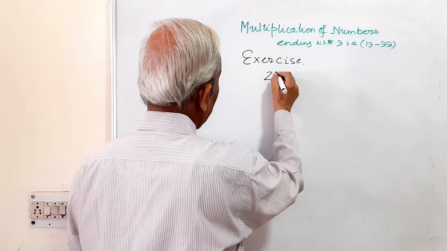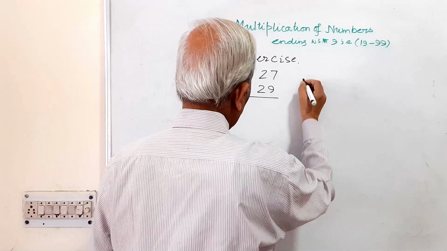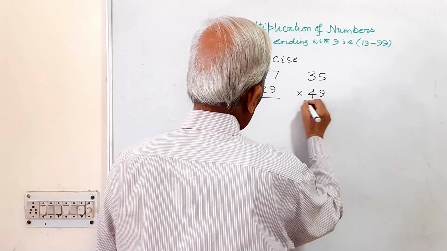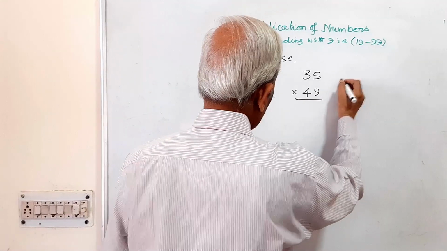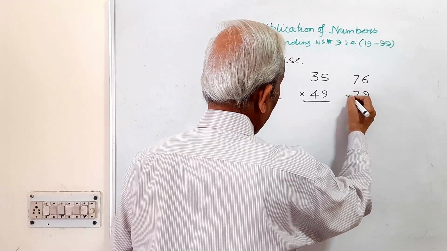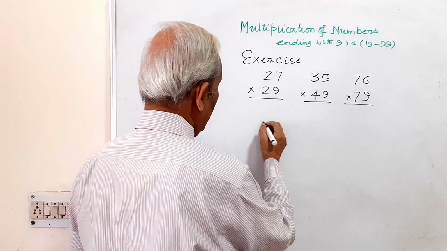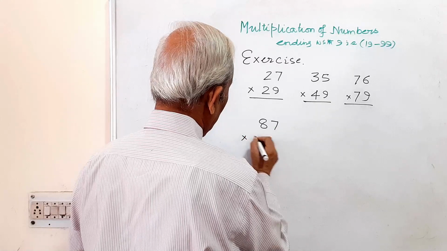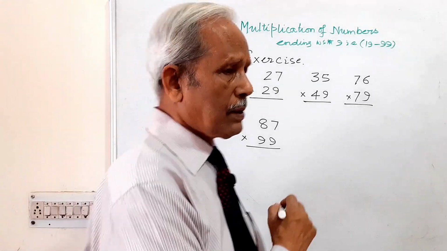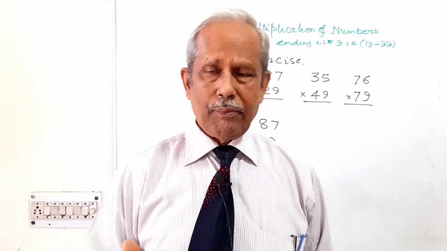Exercise: 27 into 29. 35 into 49. 76 into 79. 87 into 99. I have given you 4 questions. Please do try these 4 questions. I think the concept is very clear now, and once you practice it, things will become very clear.